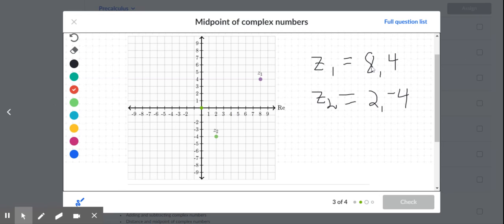What is exactly halfway between, or what is the average of 8 and 2? Well, we can add them up and find the average by dividing by 2. 8 plus 2 is 10, divided by 2 is 5. For the other part, let's do 4 plus -4 divided by 2. Well, 4 plus -4 is 0, and 0 divided by anything is 0. So the average is going to be 5, 0. Now, if you do it right, it should appear to be about halfway between the 2 points. And it looks like we're good.